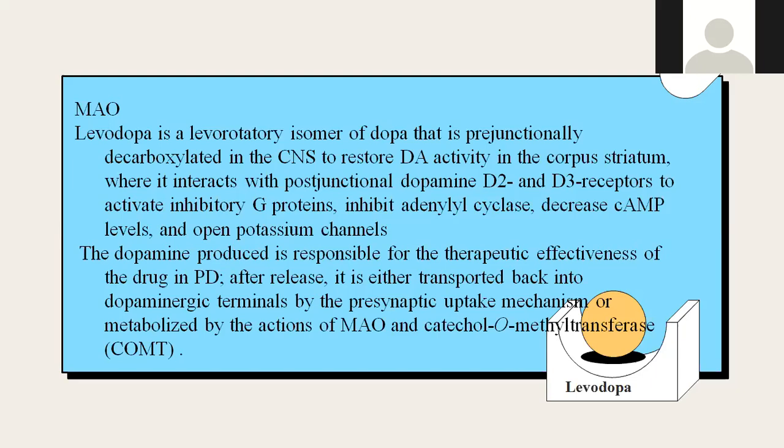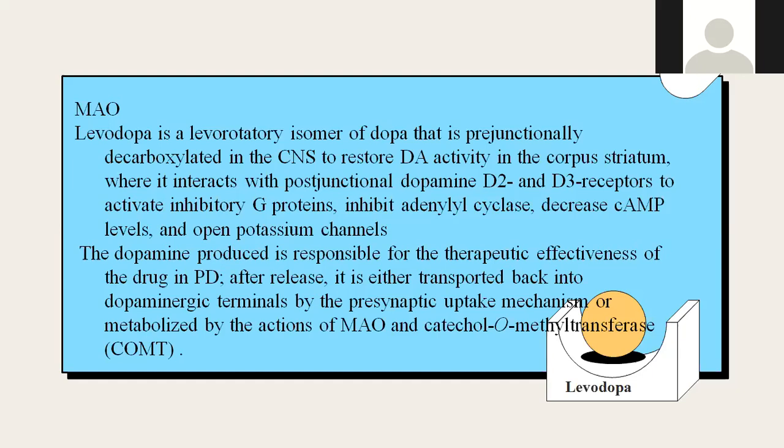Okay, so what did levodopa do? Levodopa is basically the precursor of dopamine, and it gets decarboxylated and forms dopamine. Now dopamine is formed and it is activating agonist activity at D2 and D3 receptors. Okay, now dopamine is produced. Now how will we achieve the therapeutic effectiveness?